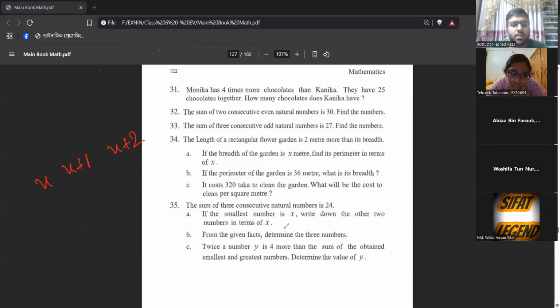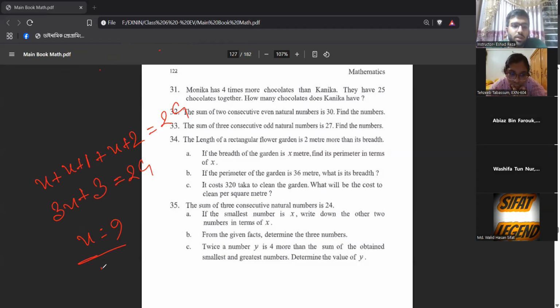So 3 consecutive natural numbers are x, x plus 1, and x plus 2. They're saying the sum of them is 24. So this is 3x plus 3 is equal to 24. If the smallest number is x, write down the other two numbers in terms of x. So basically, first of all, I need to find x. So what's x here? x is 9. I hope you understand how I got to that point that x is 9. Now write down the other two numbers in terms of x.